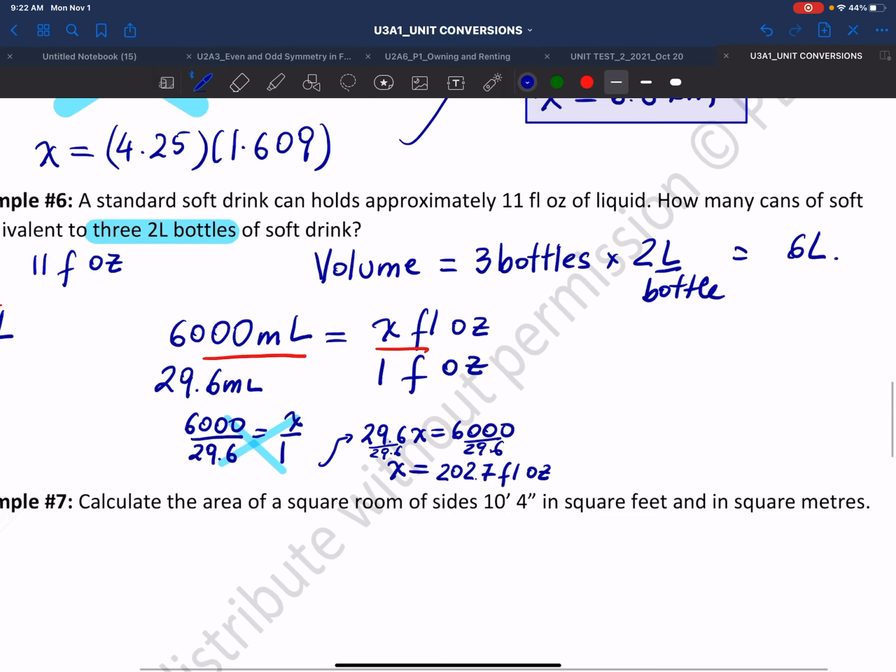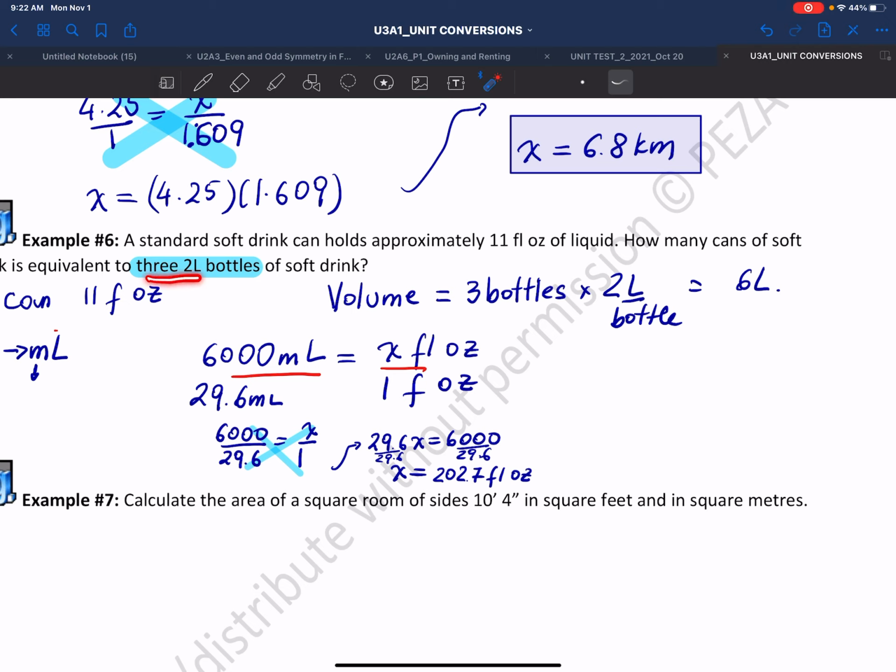So the total volume of 3 2-liter bottles in fluid ounces will be 202.7 fluid ounces. We know that in one soft drink can we can fit 11 fluid ounces, which means that one can is 11 fluid ounces. So x number of cans are needed for 202.7 fluid ounces. So again, we are creating an equation here to convert fluid ounces into cans.